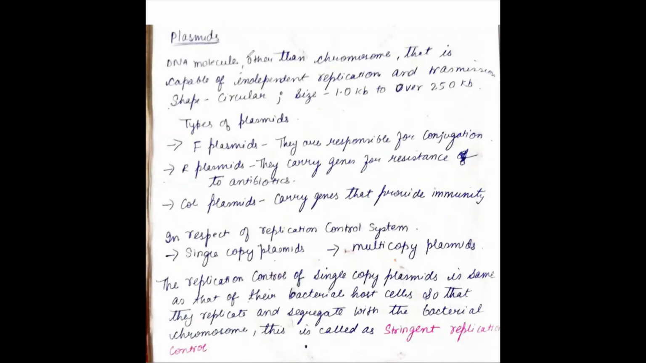Before going deep into plasmid vectors, let's learn what a plasmid is. A plasmid is a DNA molecule which is present in the host cell other than the host chromosome, in a bacterial cell other than the bacterial chromosome. For example, this is a bacterial cell with its chromosome, in which you have your plasmid, which is circular in shape. And remember, this plasmid is capable of independent replication and transmission, and its size ranges from 1 kb to 250 kb. So this was a brief description about plasmid.